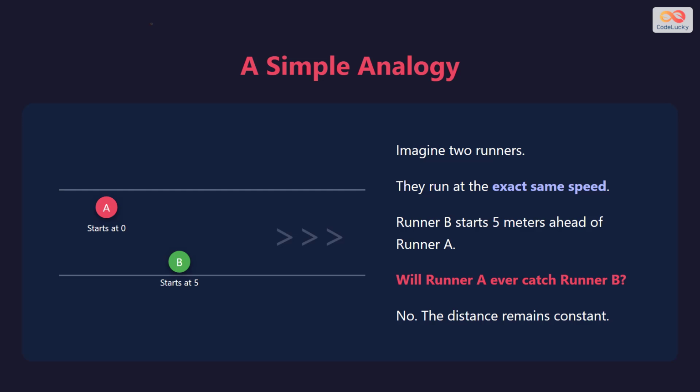Think of it like 2 runners on a track. They are running at the exact same speed. But runner B starts 5 meters ahead of runner A. Since they are running at the same speed, the distance between them never changes. Runner A will never catch up to runner B. Their paths never cross.